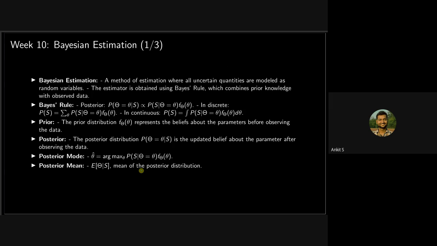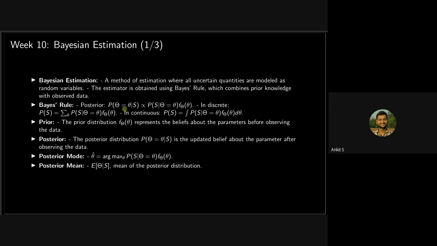Okay, the context in which we are using that is different, but basically we are using Bayes rule. Remember that. It is a method of estimation where all uncertain quantities are modeled as random variables. So when we do the Bayesian estimation, you will not get some particular value, but you can get some value in a range because you are considering the parameter as a random variable.